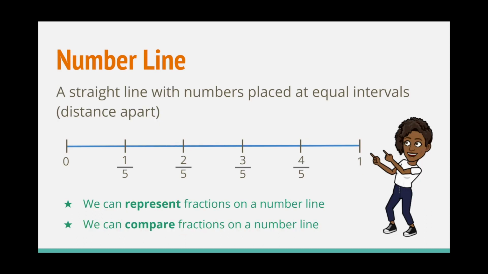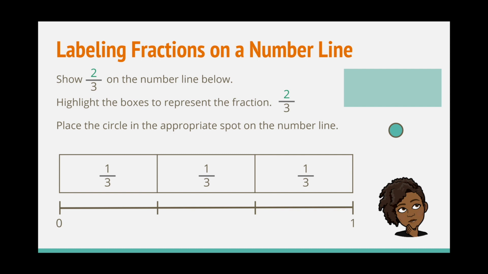Last time we talked about the word number line: a straight line with numbers placed at equal intervals, or equal distances apart. So we can represent fractions on a number line, and we can compare fractions on a number line. We're going to continue practicing labeling fractions on a number line. Today we're showing 2/3 on the number line below. Highlight the boxes to represent the fraction. That means I'm going to color them in. And when you do your assignment in Google Classroom, you're going to be dragging these boxes.